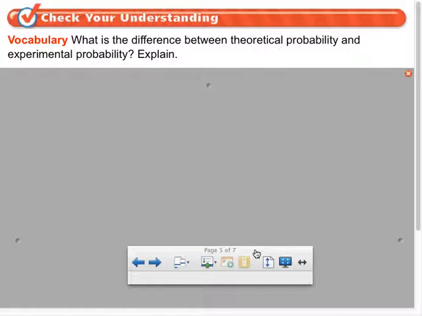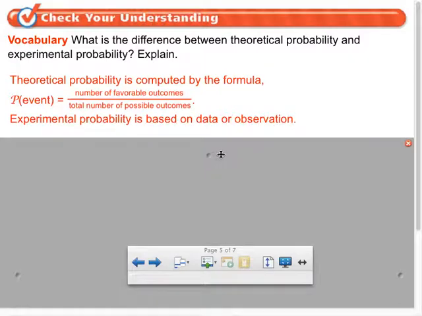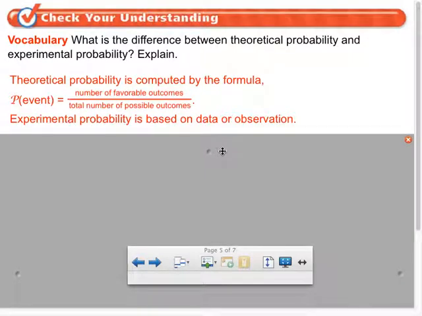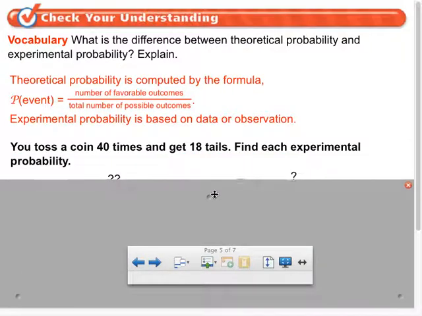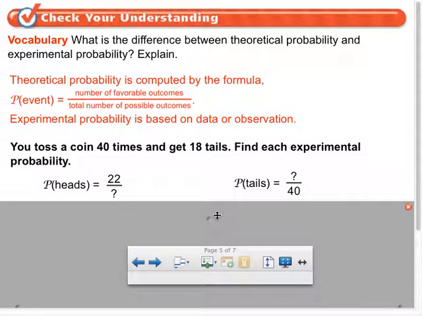to calculate your probability. So here's what the book gives you. Know this in case you see it on a BCR. Theoretical probability is computed by the formula: the number of favorable outcomes divided by the total number of possible outcomes. Experimental probability is based upon data or observation, okay? Now, go ahead and complete these 2 ratios. You toss a coin 40 times and get 18 tails. Find each experimental probability.